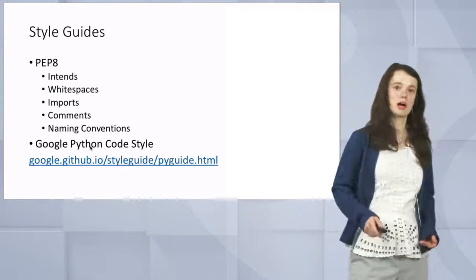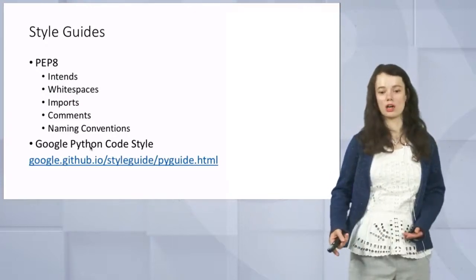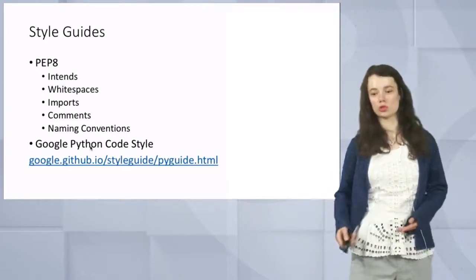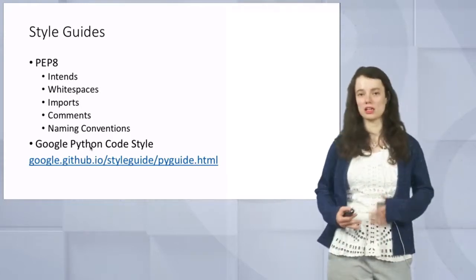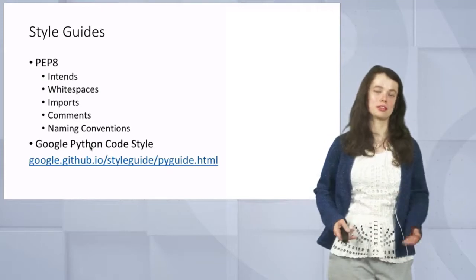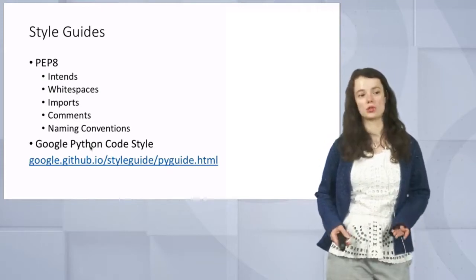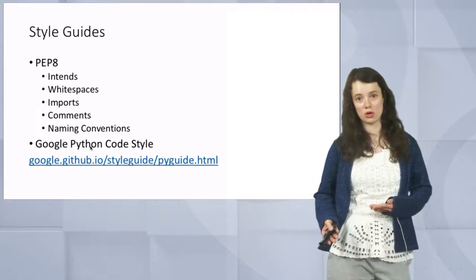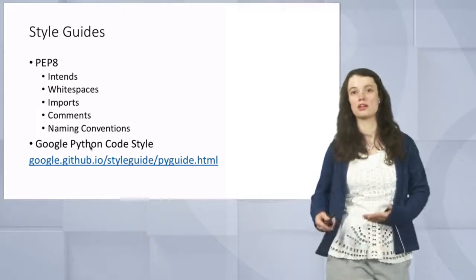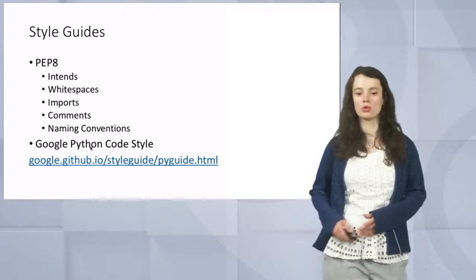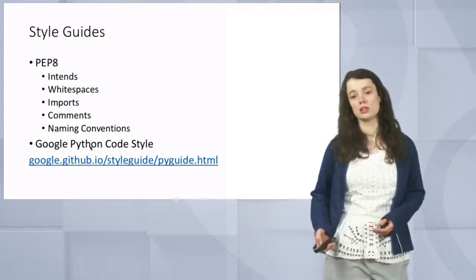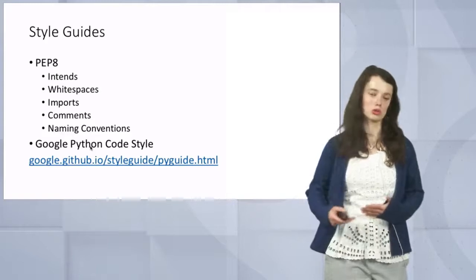You may have heard about the PEP 8 convention, which was written by Guido van Rossum, the author of the Python language. It tells you how you should write indents and white spaces, how you organize your code, how you comment your code, and it has some naming conventions. It's a very easy one, and I recommend you to look at it if you don't know PEP 8.